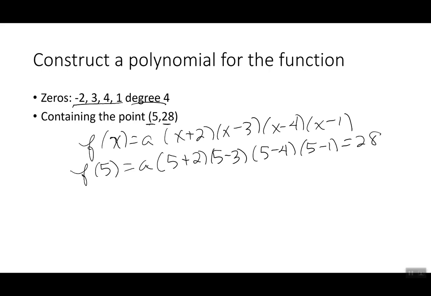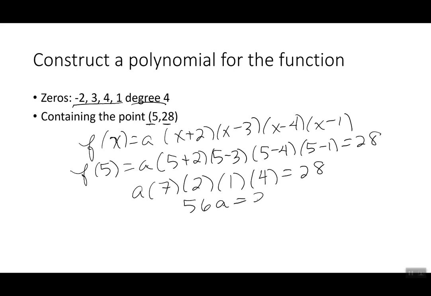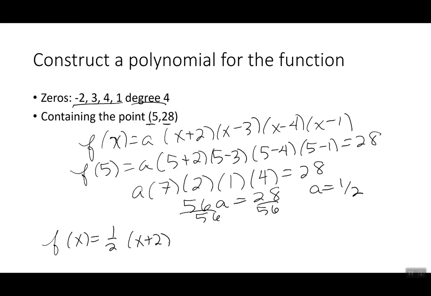So I took the x value, it becomes 5 all along. So 5 plus 2 is 7, 5 minus 3 is 2, 5 minus 4 is 1, and then 5 minus 1 is 4, and that's supposed to be 28. So we want to take this 7 times 2 times 1 times 4, and that gives us 56. So 56a is 28. Hopefully you see divide by 56. A is a half. Okay, now let's plug that back in. I have a half of x plus 2, x minus 3, x minus 4, x minus 1.